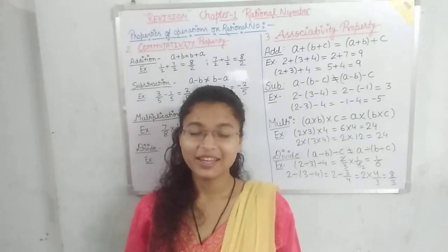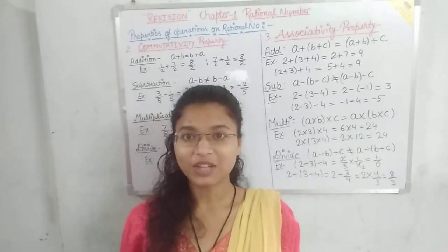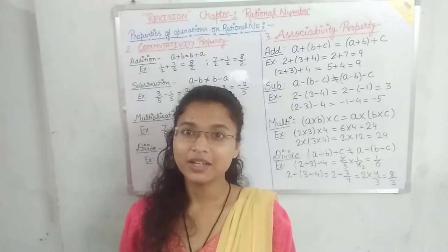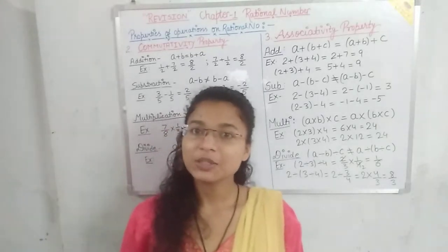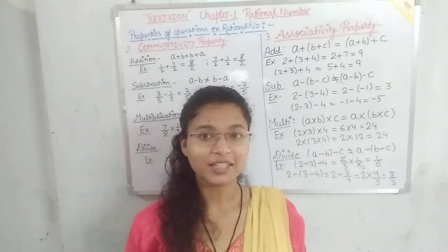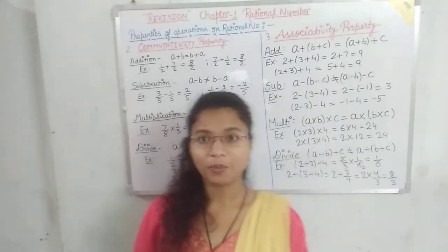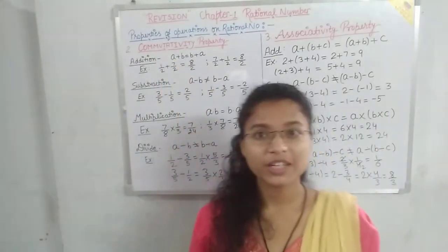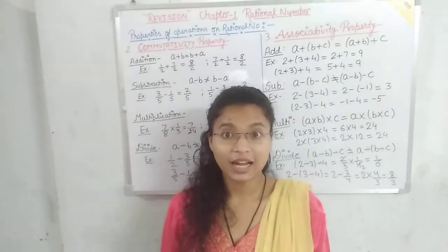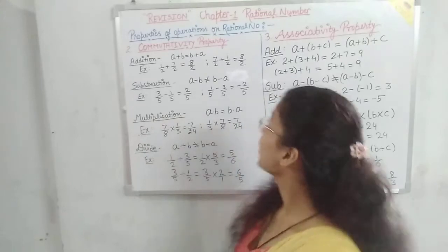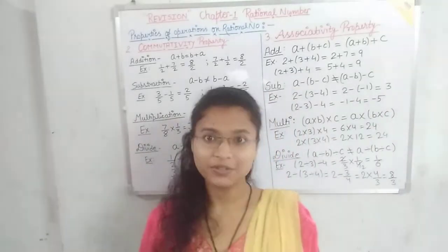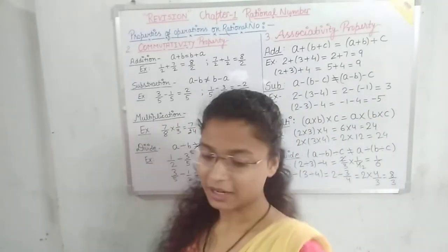Hello students, as we were revising our chapter 1, rational numbers, we have completed the first property of rational numbers, that is the closure property. Today we will discuss another property, which is the commutative property, and the associative property. So let's start.